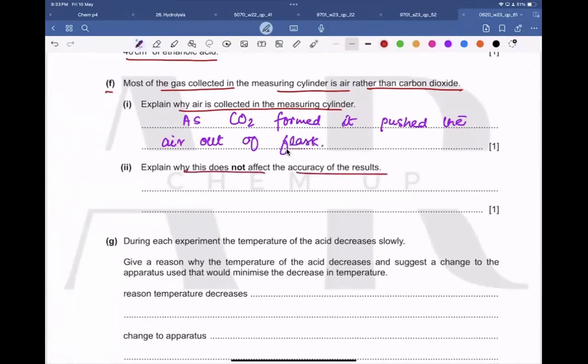Explain why this does not affect the accuracy of the result. Yes, it's very easy because both are at the same temperature. So the volume of air displaced equals the volume of carbon dioxide. Both have the same volume, so whatever amount of carbon dioxide is formed in the flask, that same amount of air is going to be collected in the gas syringe. So there will be no inaccuracy, basically.